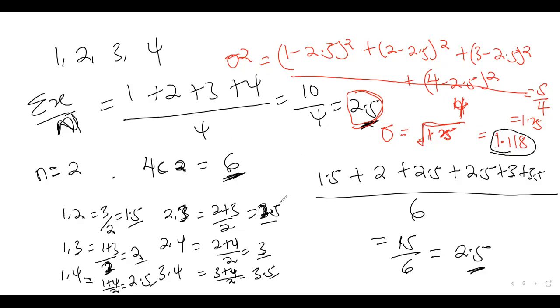Okay, so remember, the population mean is 2.5. The population standard deviation is 1.118. Okay, let's remember that. Now let's go back to the proving of the theory.